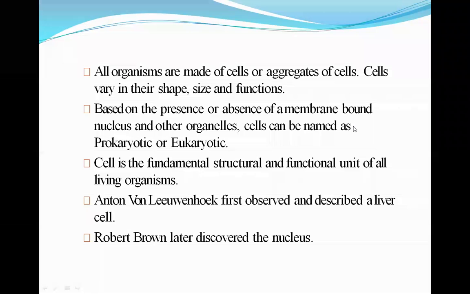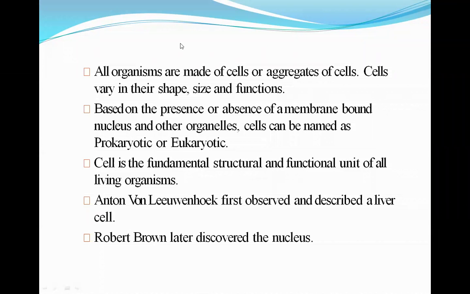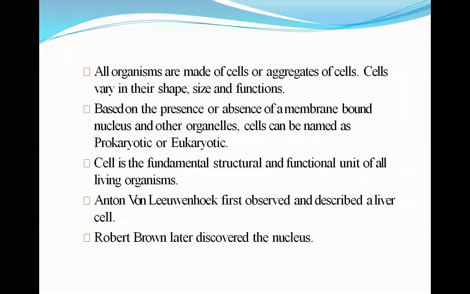Now all organisms are made of cells or aggregates of cells, right? Every single organism is made up of cells or the aggregate of cells. That means there are so many cells attached or combined with each other to form the aggregates. The cells vary in their shape, size and functions. So the cells are of different types. They vary in shape as well as size. That means the size of all the cells is not the same. Every cell has a different shape and size.